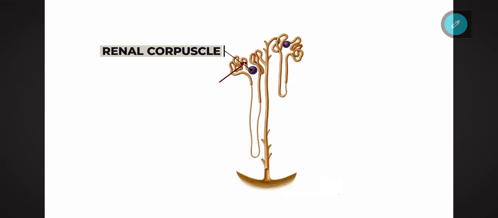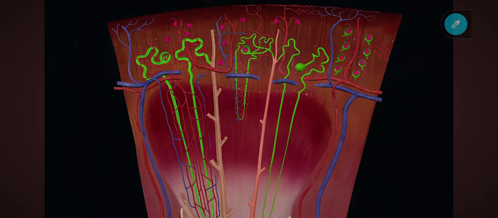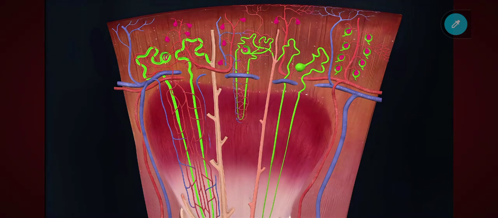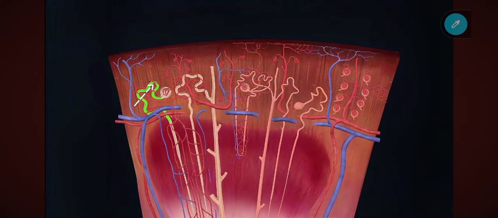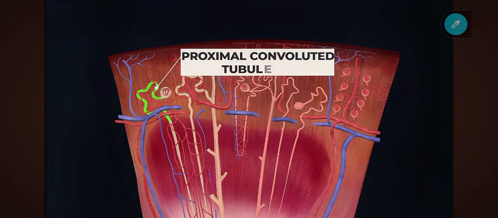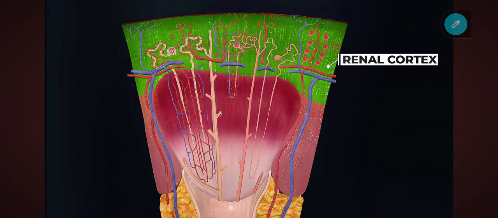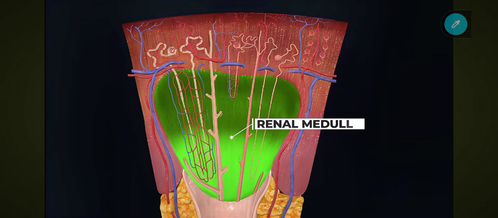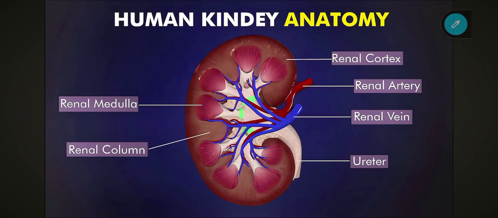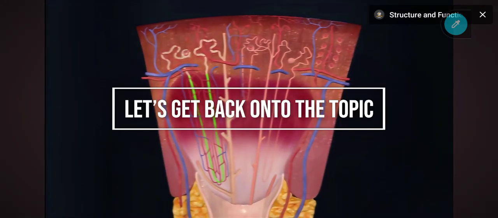Below the Bowman's capsule, the nephron's tubular system starts, which is called the renal tubule. The renal tubule is divided into 4 parts. The first part starts from the Bowman's capsule and ends in the renal cortex region, called the proximal convoluted tubule, in short PCT. The renal cortex is the outer region of the kidney, as you can see here. The deeper region inside the kidney is called the renal medulla. You can see the kidney's anatomy in my video on the structure and function of the human kidney. Let's get back to the topic.